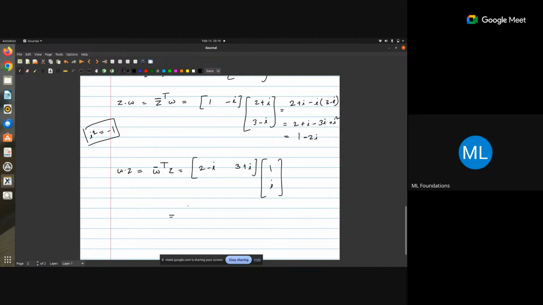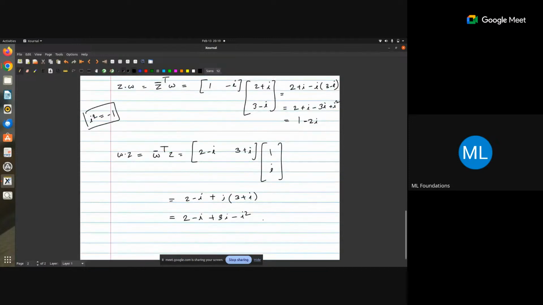Okay, so what will be the dot product? So it is 2 minus i plus i times 3 plus i. So it is 2 minus i plus 3i plus i square. So i square will be equal to minus 1, that will actually give me 2 minus 1, so it will be 1 plus 2i, right? So you can just see that this is W dot Z and this is Z dot W. So Z dot W is not equal to W dot Z. Is that fine?